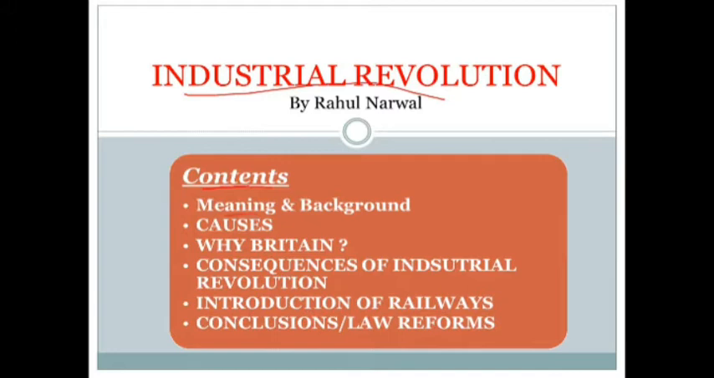Firstly, we will be discussing the meaning and the background of the Industrial Revolution, what the causes were for this Industrial Revolution to happen, and why specifically in Britain it occurred. Then we will be discussing the consequences, which are the positive and the negative aspects of this Industrial Revolution.